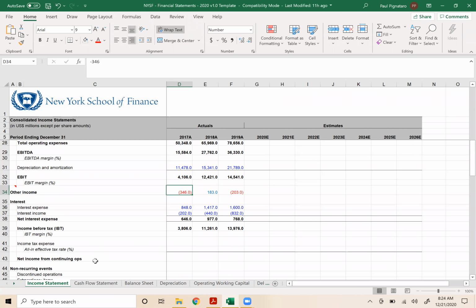Then there's other income. Typically other income comes here. I've seen it after interest income and interest expense, but it's more common up here. Then there's interest, and then taxes, then net income.